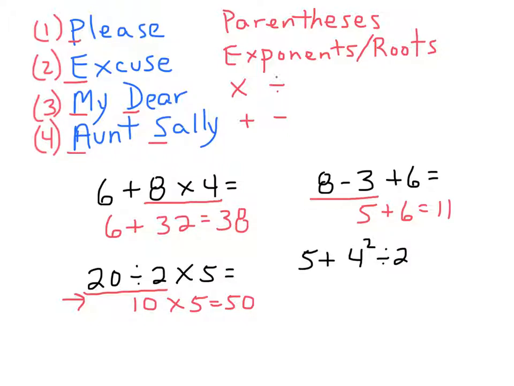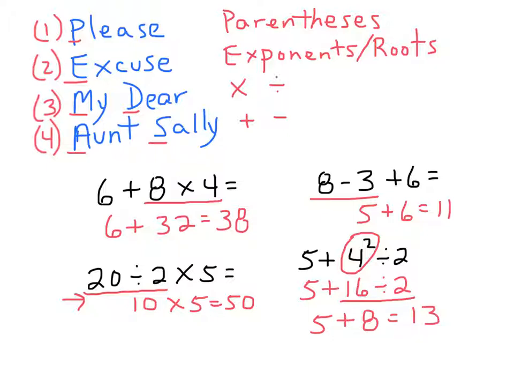Here's an example that has an exponent. It has 4 to the second power, and exponents are the second tier. So the very first thing I need to do is my exponent. 5 plus 4 squared is 16, so I have 16 divided by 2. Now I'm left with addition and division. So I'm going to do the division first. So now I have 5 plus 8. The final answer to this problem is 13.